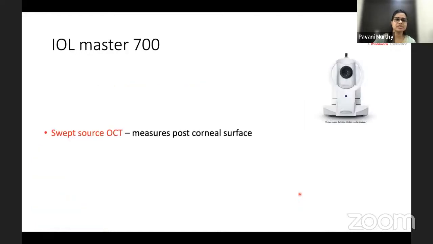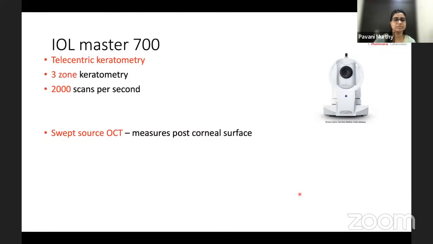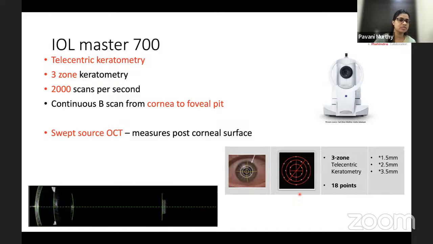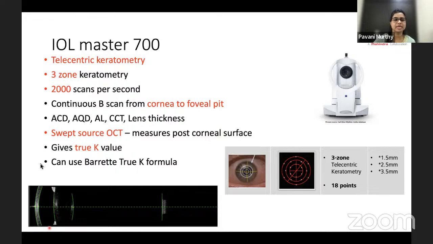IOL Master 700 is a swept source OCT with an added feature called telecentric keratometry, which we'll come to in a bit. It is a 3-zone keratometry which captures almost 2,000 scans per second. It takes continuous B scans from the cornea to the foveal pit, and it gives measurements in addition to the normal parameters, including AQD, which is the distance between the posterior surface of the cornea to the anterior lens capsule, which is more important in phakic IOLs. Since it is a swept source OCT and gives the posterior corneal surface, we can calculate the true K and can thus use the Barrett True K formula also.